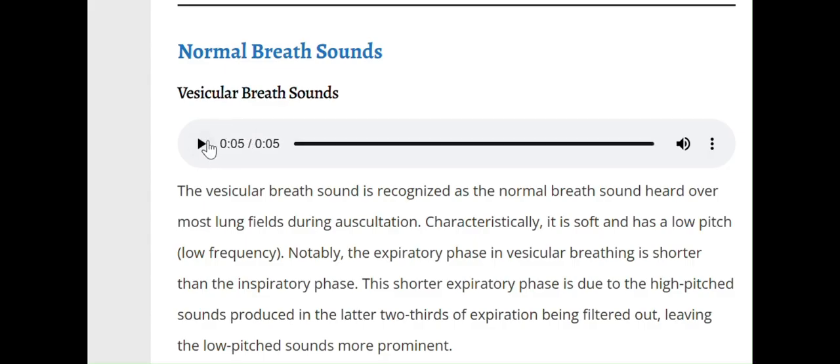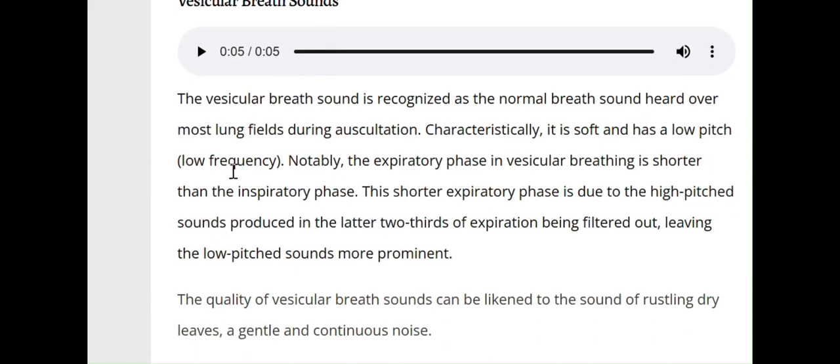So this is the vesicular breath sound, where inspiration is slightly longer than expiration. There is no pause and it's a rustling nature of only lower frequency which is getting transmitted.